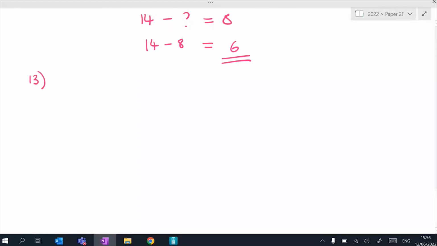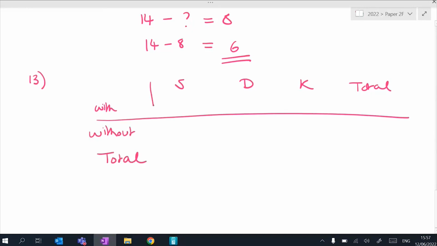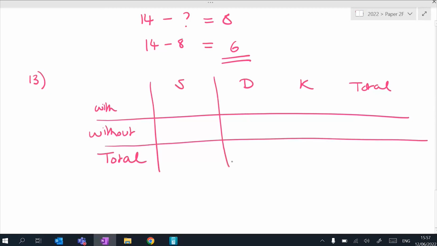Question 13. I've got a two-way table with the size of the mattresses, so single, double, king, and then total, and with and without the mattress, and then the total. So we just got to sort the information from the question and put it into the right sections.